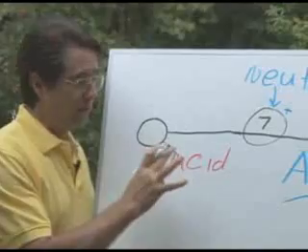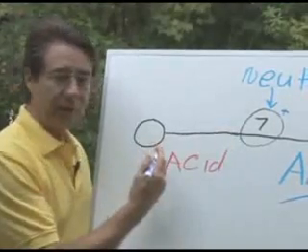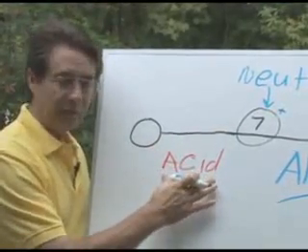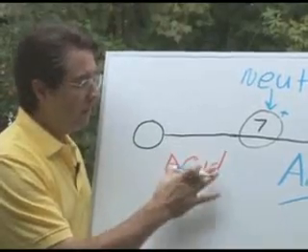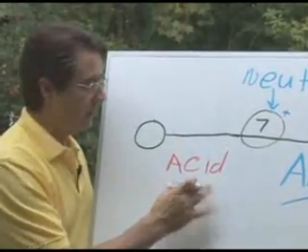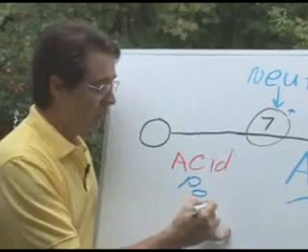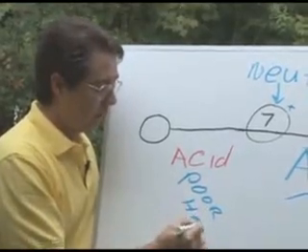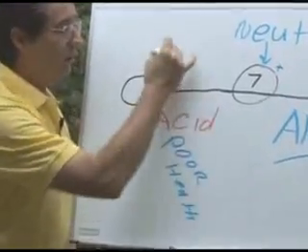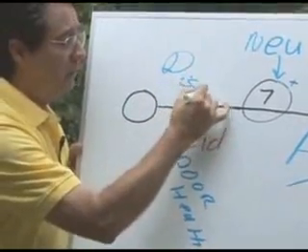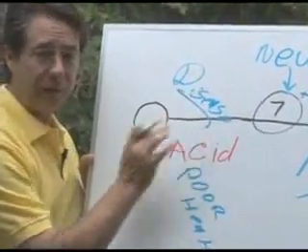Now let's talk about this for just a second. On this side of the scale, we have the acid side. Now understand that everything on the acid side of the scale is poor health. This is where you find poor health. This is also where you find disease. You find all of that on this side of the scale.